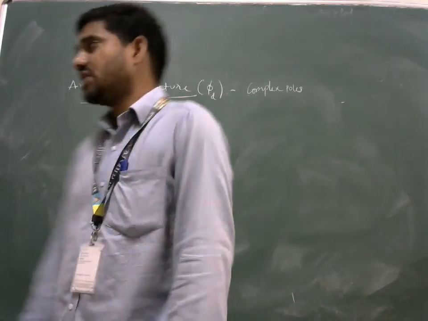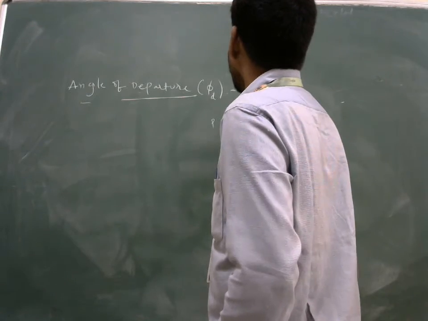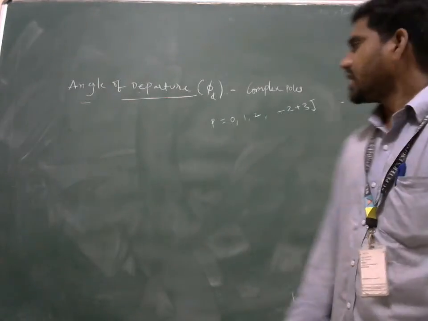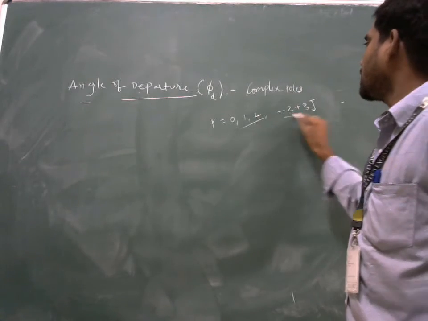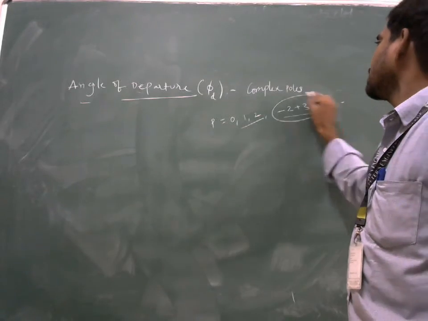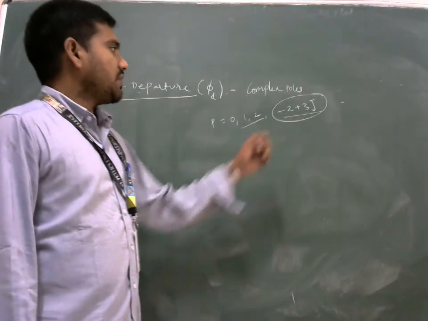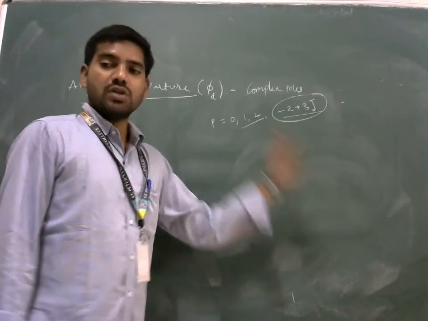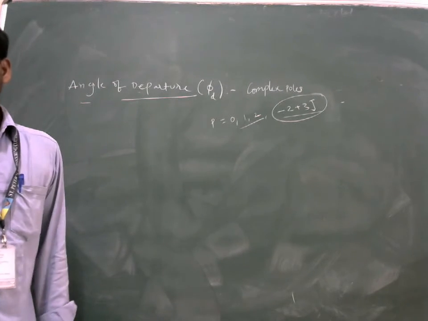What is complex? For example, you have poles at 0, 1, 2, and minus 2 plus 3j. How many poles? 4 poles are there. Here 0, 1, 2, no problem, all are real. But you have a minus 2 plus 3j. This is a complex value. So whenever the pole is a complex value, then we are going to find the angle of departure. If there are no complex poles, then we are not going to find any angle of departure.